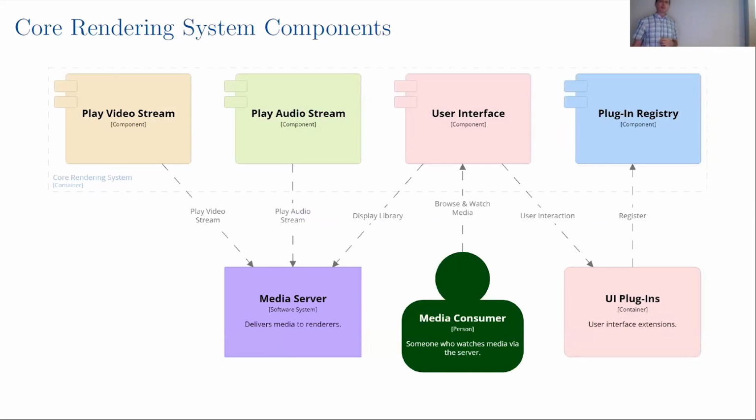And so core rendering system has simplistically 4 basic components: play video, play audio, the user interface, and the registry of the plugins. And if I was going to then say I'll have audio plugins and video plugins, I'd probably have separate registries for those, just to make it easier in my design.